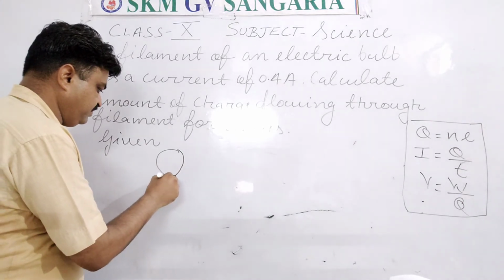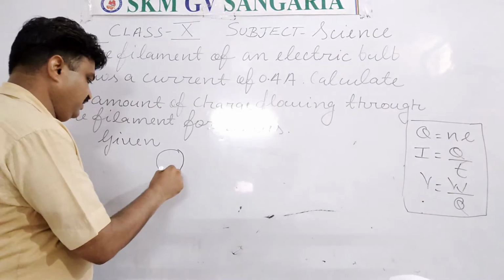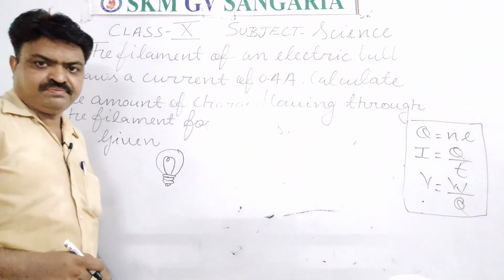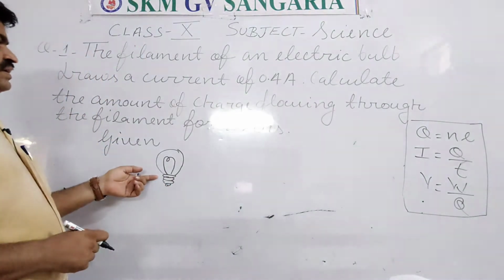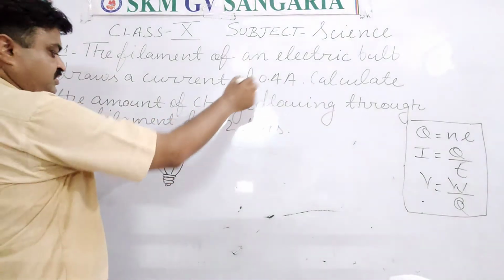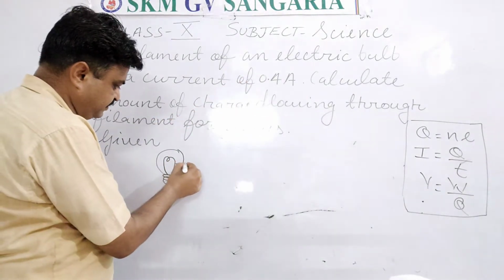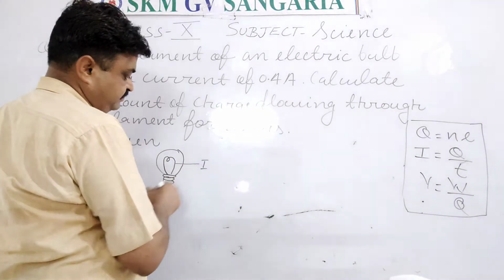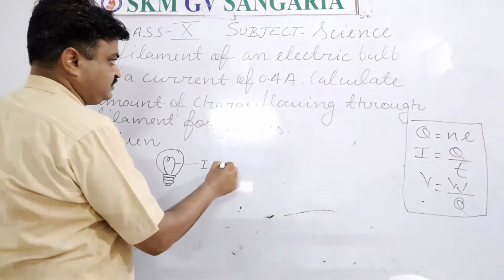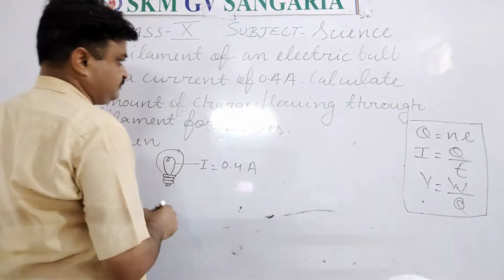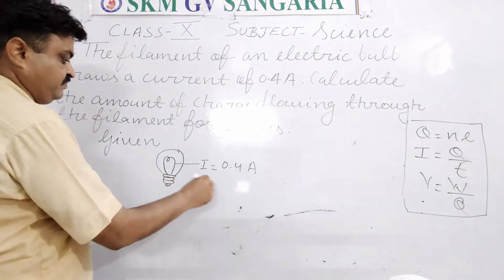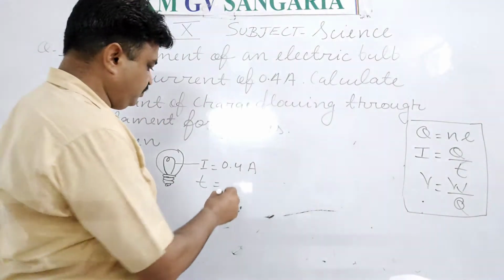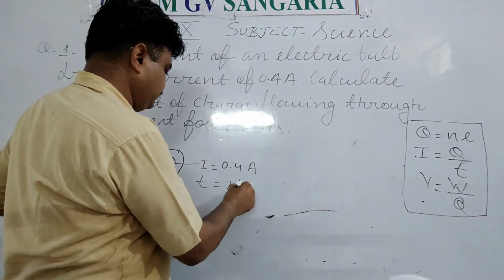Here is one bulb, and in that bulb there is one filament. This is the filament of the bulb. So what quantities are given for this filament, student? Electric current is given. What is I here? It is 0.4 ampere. Time is also given. What is the time here? It is given in hours, so you will write it as 2 hours.